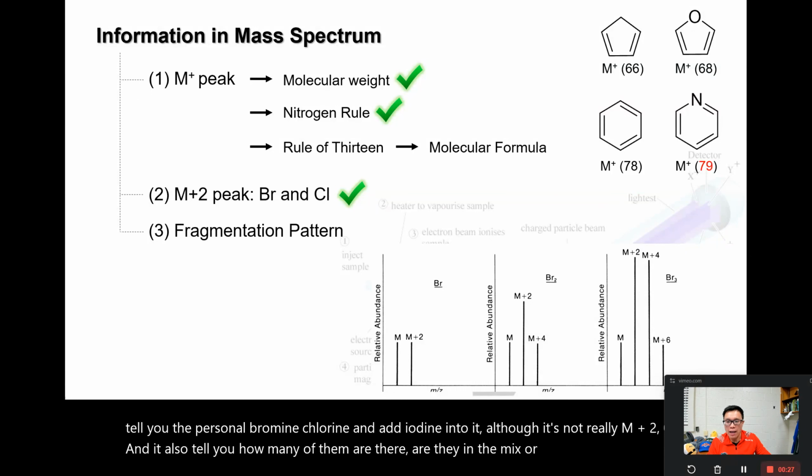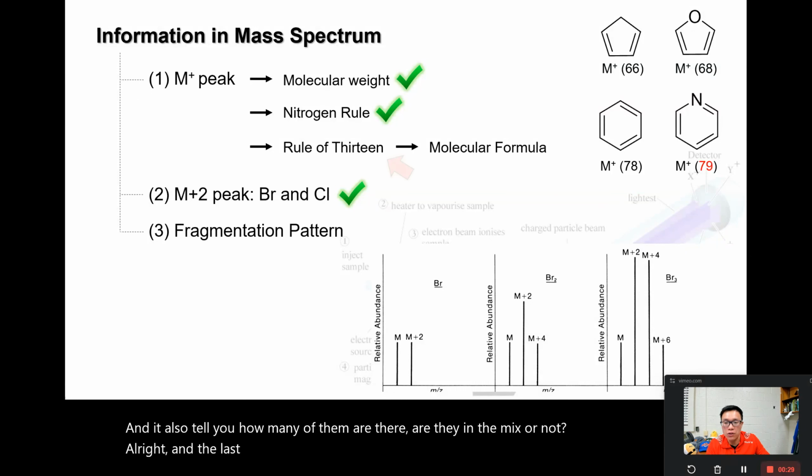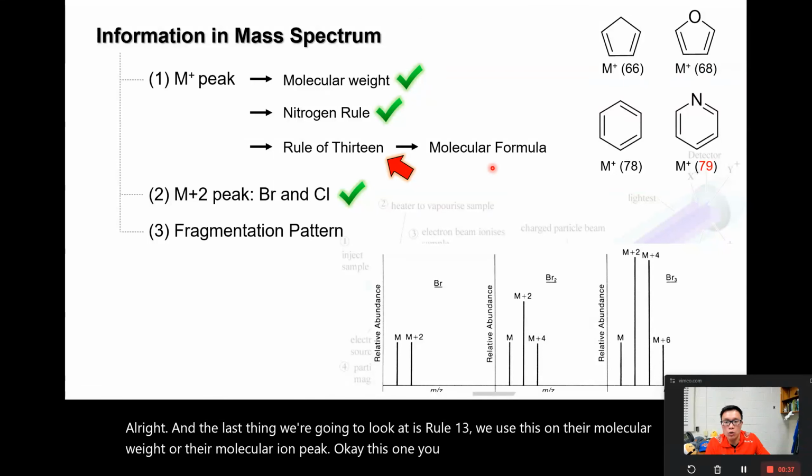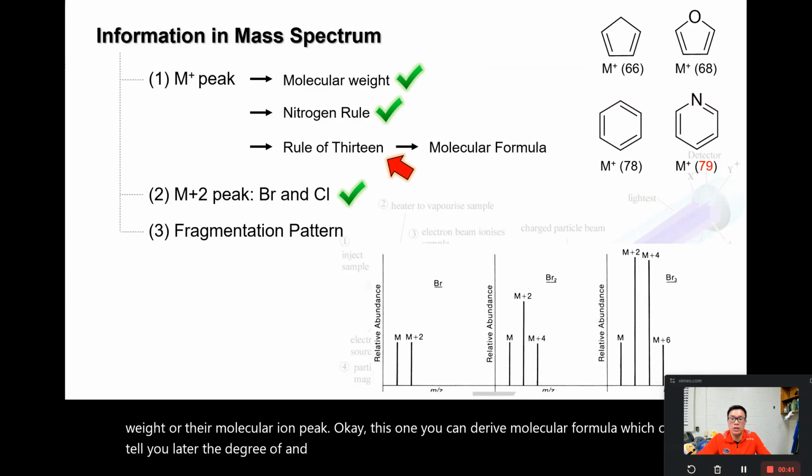All right, and the last thing we're going to look at is rule 13. We use this on the molecular weight or the molecular ion peak. With this one you can derive a molecular formula, which can tell you later the degree of unsaturation, which is really important. Okay, all right, rule 13 will look something like this. How we use it.